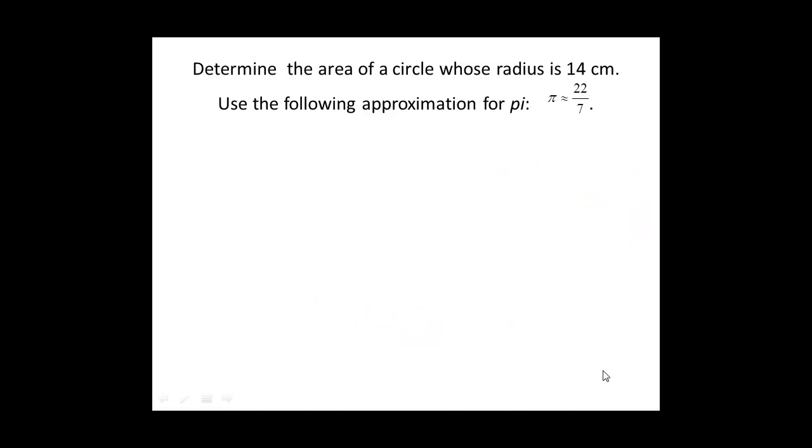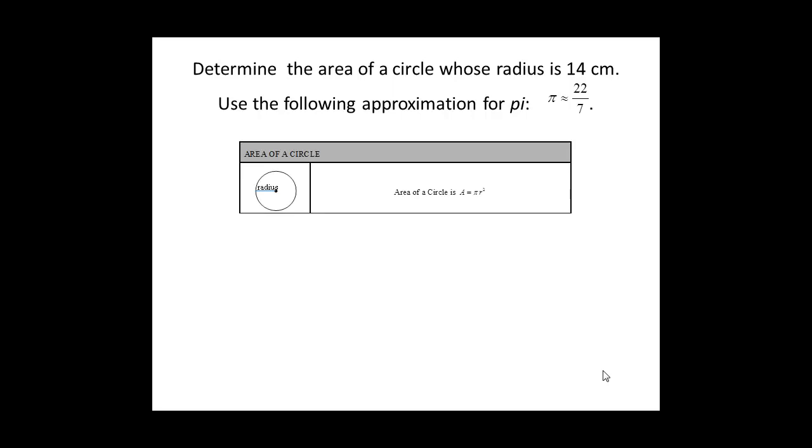Determine the area of a circle whose radius is 14 centimeters. Use the following approximation for pi. Pi approximately equals 22 over 7. The area of a circle is equal to pi times r squared. The area of a geometric shape is the amount of surface inside the shape, so we are calculating the amount of surface inside of the circle. So area equals pi times r squared.